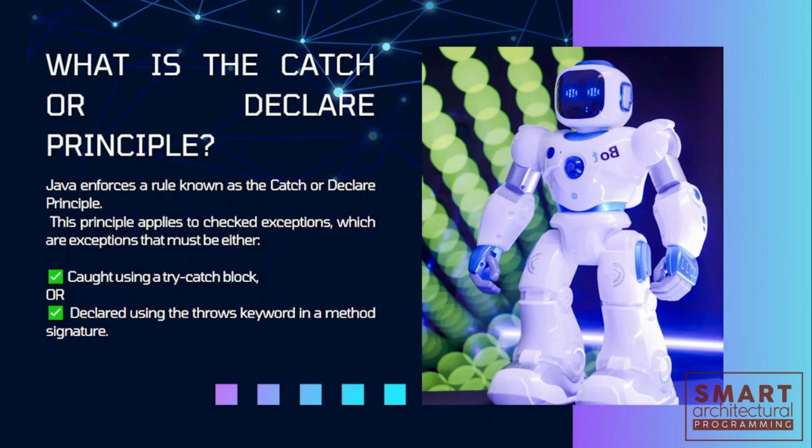So based on that understanding of the catch or declare principle, let me try to clarify it again. With checked exceptions, either you catch them or you declare them, right? Java requires you to do that. It basically means that you're telling Java, I'm not handling it, or someone else is handling it, right? So this is the catch or declare principle regarding checked exceptions that you need to understand.